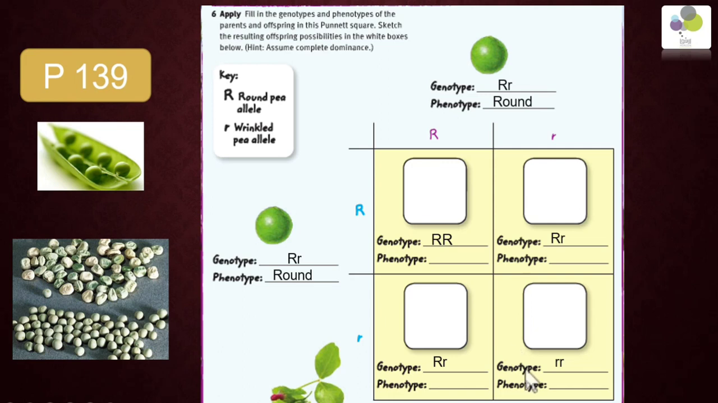The phenotype, we know, is the observable trait. The pea shape has two forms, round or wrinkled. So if you find one dominant allele or two dominant alleles, of course it will be round. So this is one dominant, it will be round, one dominant, it will be round. The last one has two recessive, so it will be wrinkled.